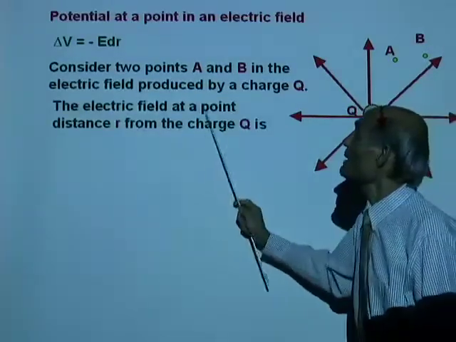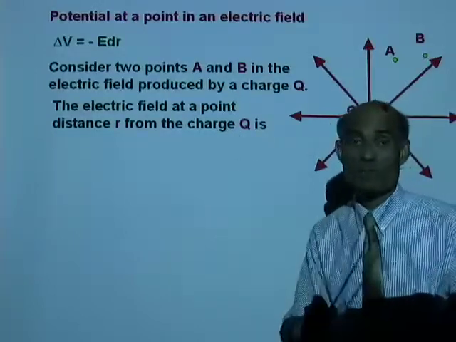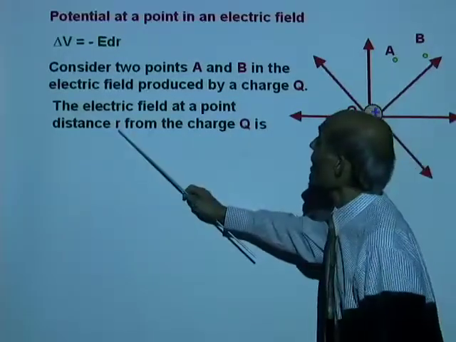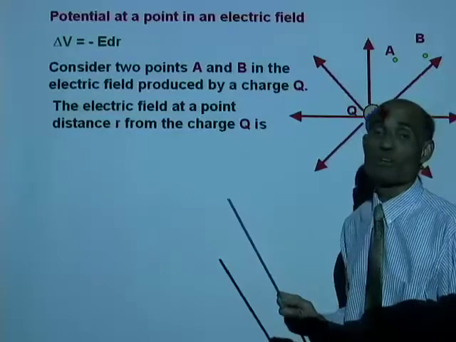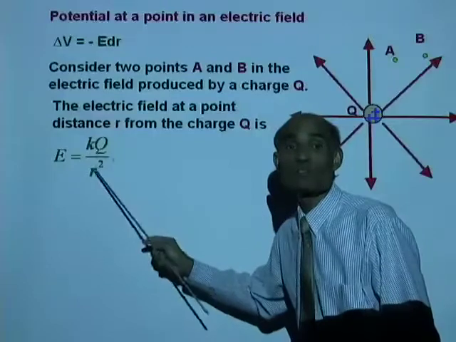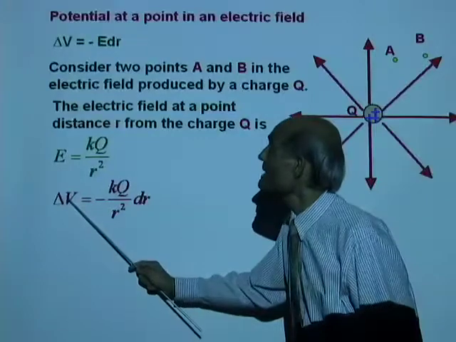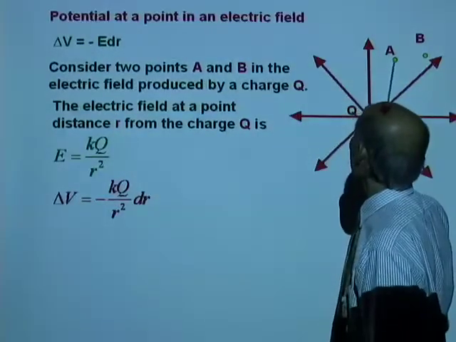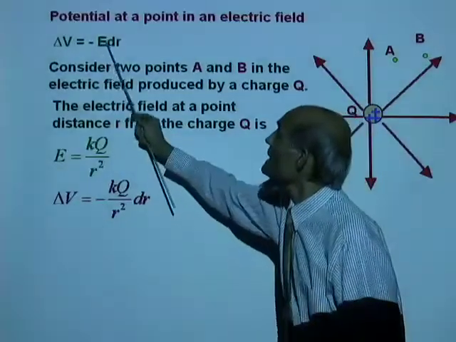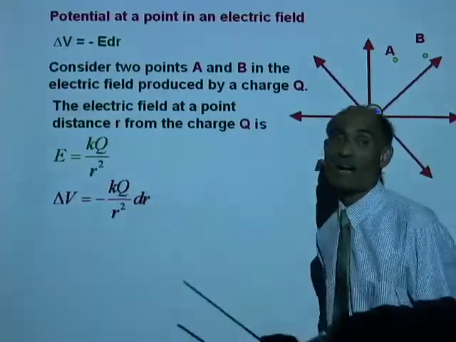The electric field at a point distance r from a charge Q, you can tell me that. What is the electric field at a point distance r from a charge Q? It will be kq over r squared. E equal to kq over r squared. Now that means delta V equal to negative E, and I'm going to replace E by kq over r squared times dr.